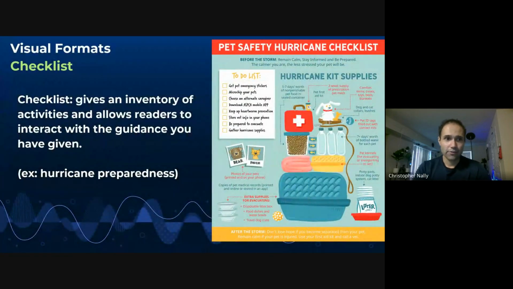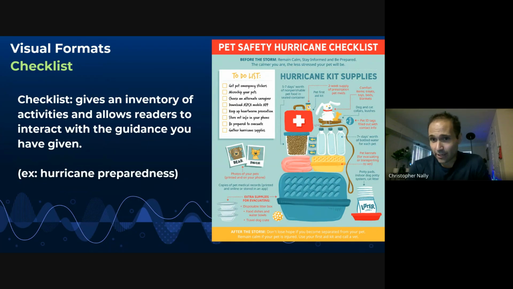And then we have the checklist, and it's exactly what it sounds like. It is just a list of things for your audience to do, depending on the topic. And in this case, we have a pet safety hurricane checklist. Literally what it does is it gives a little interactivity to your audience because they can literally check the box when they get something or require something or do something. And that's what a checklist is.